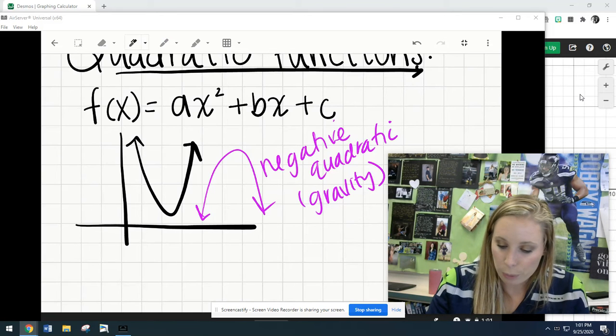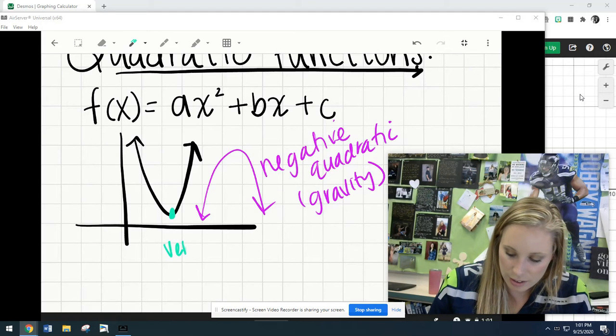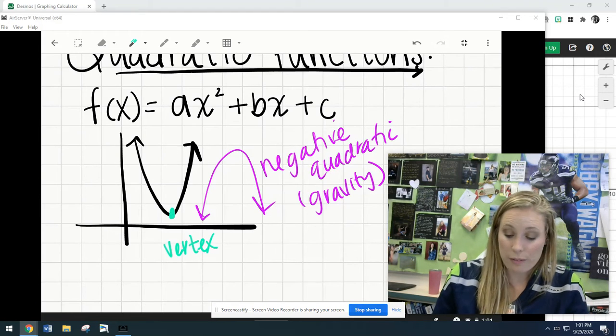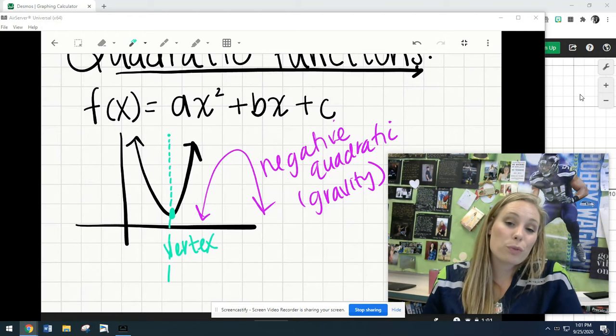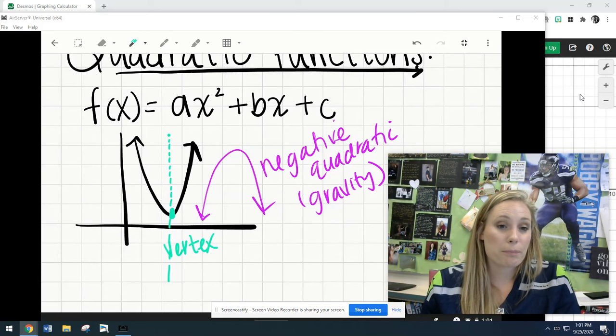It has this really cool thing called a vertex. And through that vertex, you have an axis of symmetry, where you could fold your parabola in half and it would be exactly the same thing on either side.